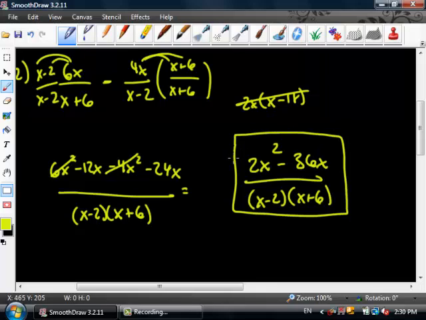So on the test, if it doesn't cancel with anything in the denominator, we can just leave it like that if the factoring doesn't do anything for you. Exactly. Good.